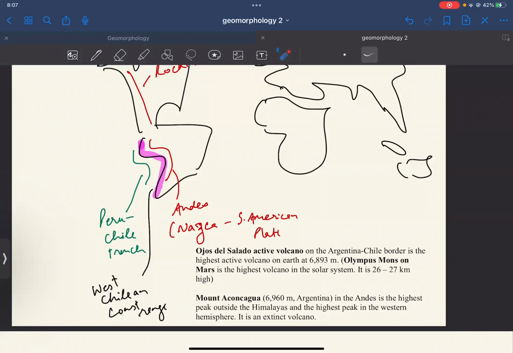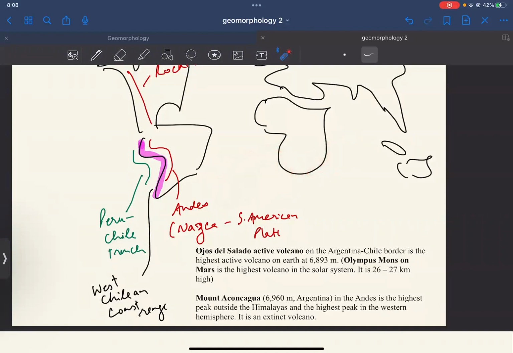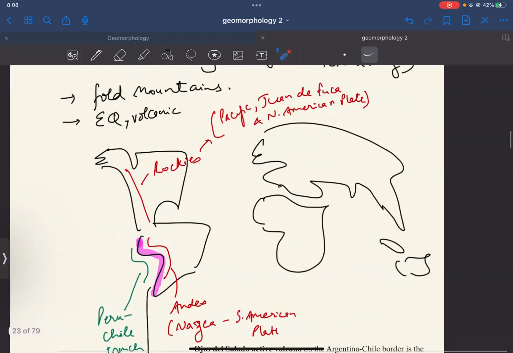Then the highest peak outside the Himalayas is Mount Aconcagua, in Argentina along the Andes only. This is the highest peak outside the Himalayas. Otherwise, in the Himalayas, we have all the peaks of height, average is around 8868 meter. This is the height of the peak of the Everest. Then we have K2 peak, Kanchenjunga peak. We have many peaks. But outside the Himalayas, the highest peak is Mount Aconcagua, and it is an extinct volcano. Keep this in mind, right?